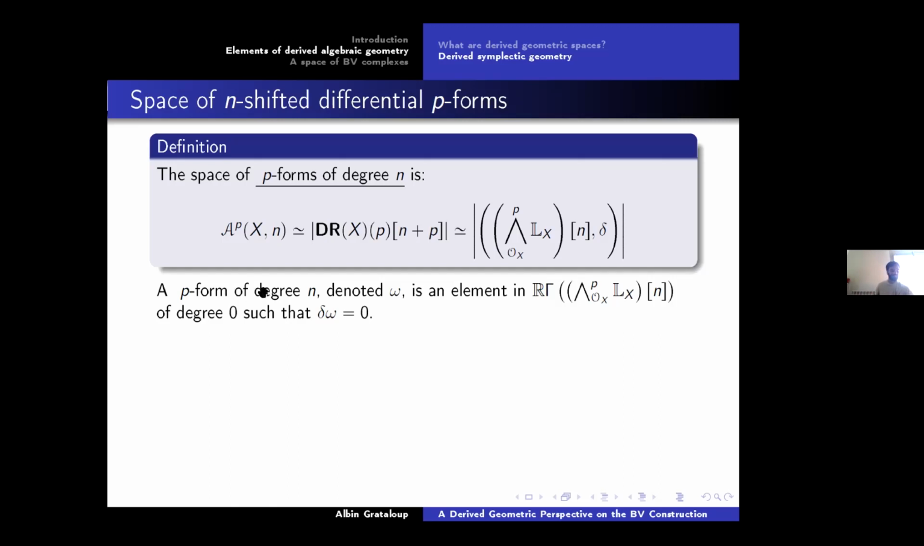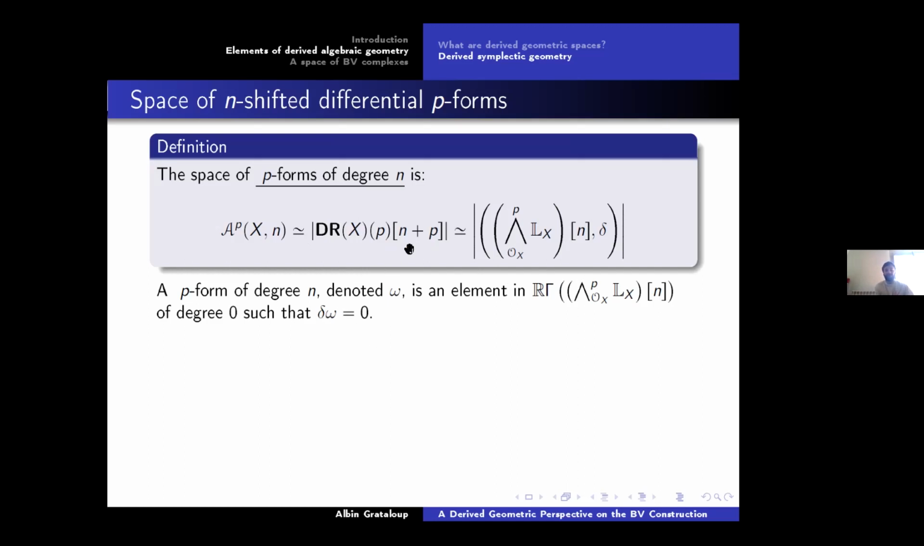And so a P-form of degree n, well, of course, you're going to look at the weight P part of the derived complex. You're going to make an appropriate shift, so that when you unpack it, you get this Q-symmetric thing shifted by n, which is what you might expect. And it is a complex for the vertical differential, only for the vertical differential. And you take the geometric realization of it to obtain a space, whatever this means.